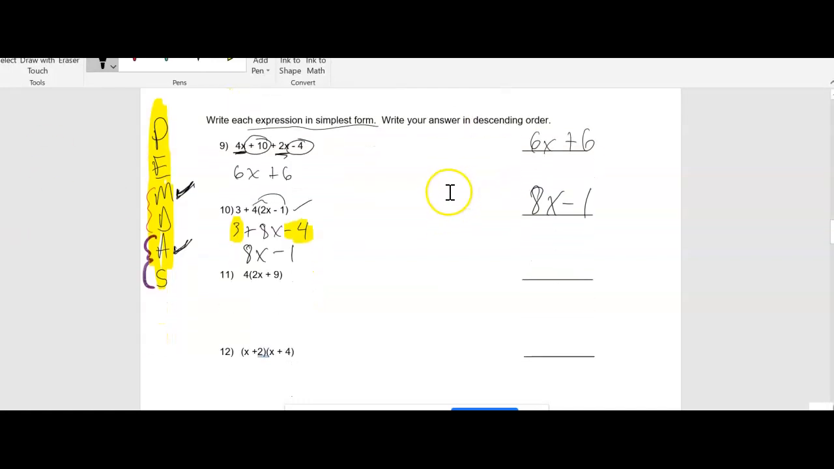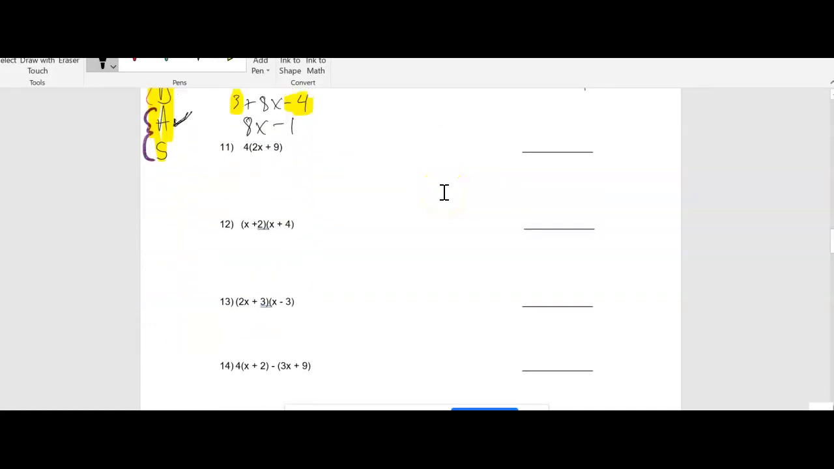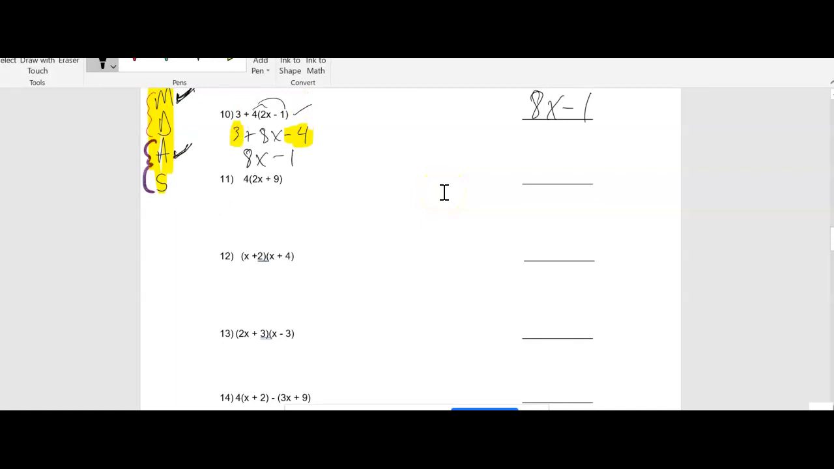$11, I'll leave you. I'm going to hope we can do that. I know we can do that. 12. This is our binomial multiplied by another binomial.